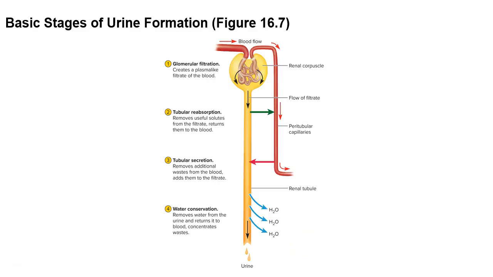So now let's look at the steps of urine formation. You'll see that there are 4 steps involved here. Step 1 consists of glomerular filtration.